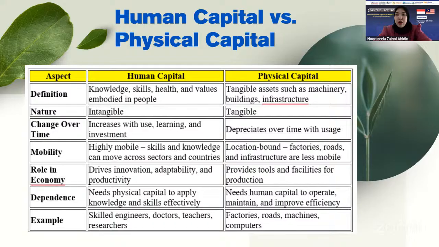In the economy, human capital drives innovation, adaptability, and productivity. Physical capital provides tools and facilities for production. We need physical capital to apply knowledge and skill effectively, and we need human capital to operate, maintain, and improve the efficiency of physical capital. Examples of human capital are skilled engineers, doctors, teachers, and researchers. Examples of physical capital are factories, roads, machines, and computers. So this is the difference between human capital and physical capital.